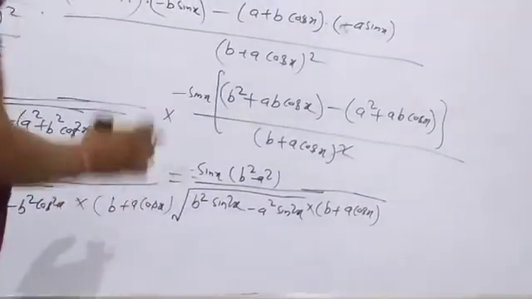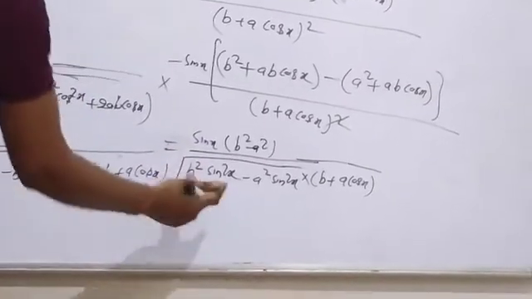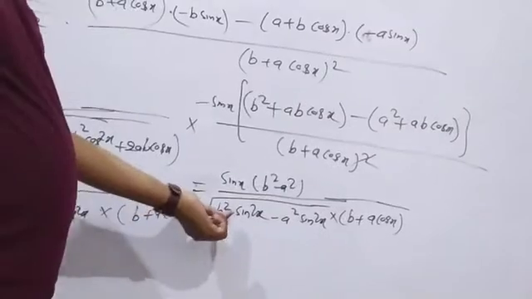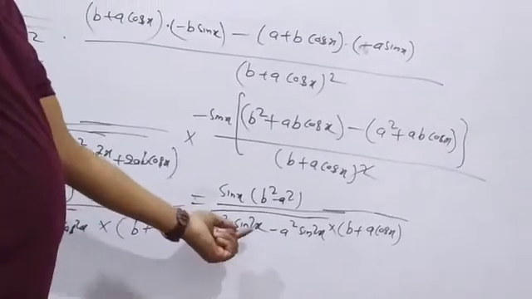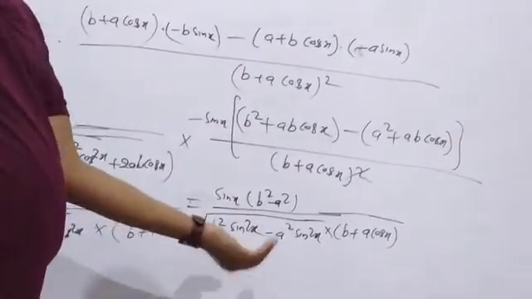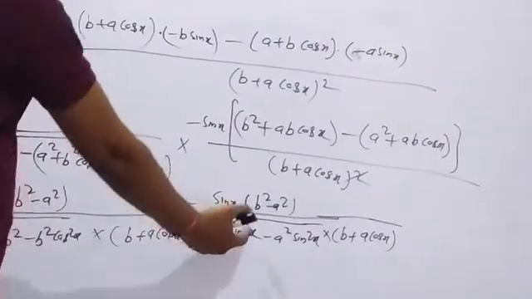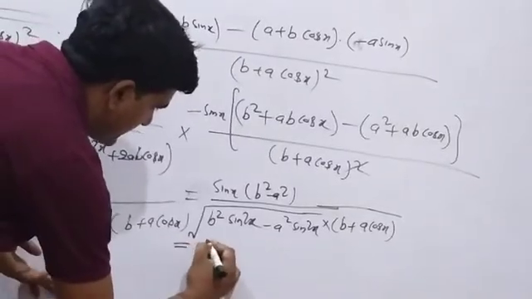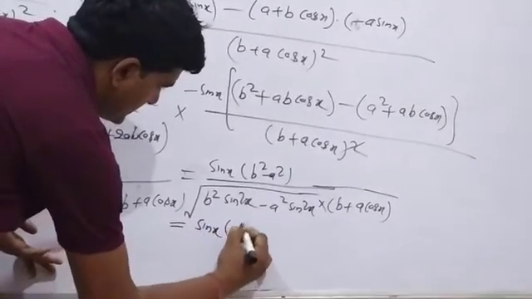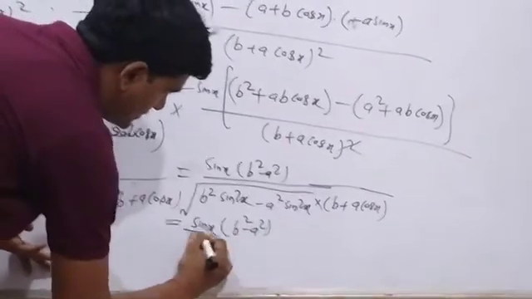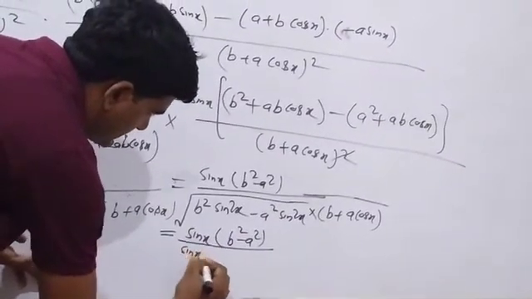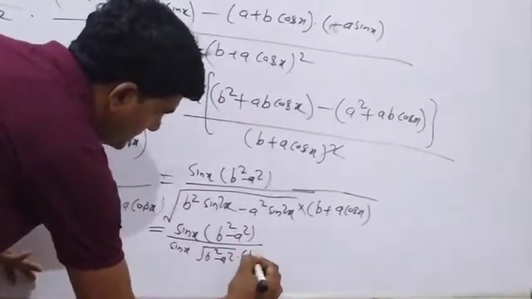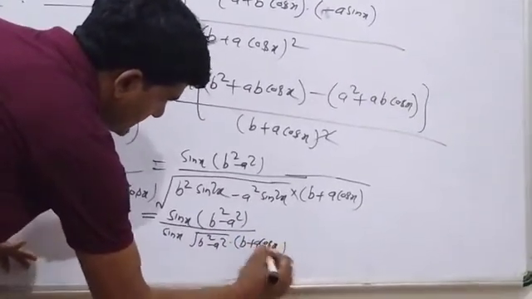Now last time we will write here b square sin square x minus a square sin square x. From denominator inside the root, sin square x is common, where it will come after the root means out of the root, it will cancel here. Then sin x b square minus a square whole upon here sin x under root b square minus a square into b plus a cos of x.